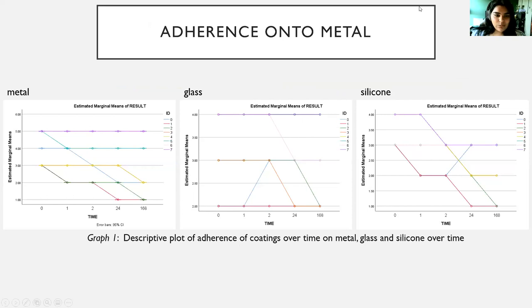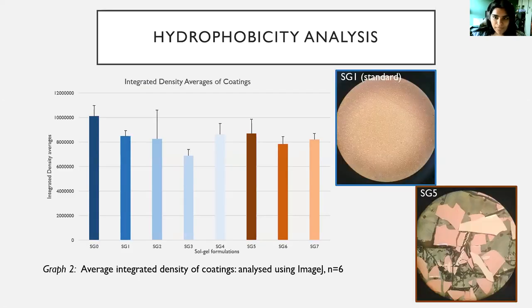So the next thing I did was look at the adherence of these coatings onto different substrates. What we have is metal, glass, and silicon. Over time, we can see that they do somewhat get better, but not 100%. I also did some statistics, some one-way ANOVAs. From these results, we saw that depending on the time and formulation, they do cause a difference in how well they adhere to different substrates.